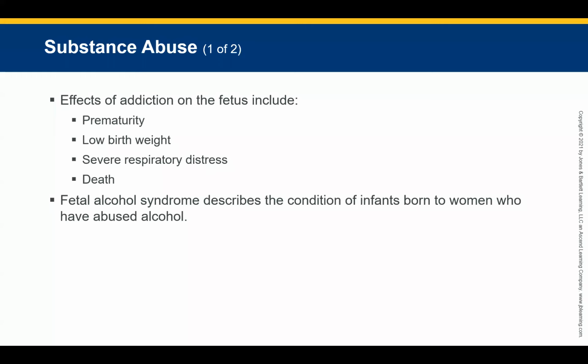Substance abuse is also an issue. It affects the addiction of the fetus inside. We may have a prematurely low birth weight, severe respiratory distress. The child could be deceased. Fetal alcohol syndrome describes the condition of an infant born to women who have abused alcohol. We know that those children come out alcoholics, and they have to be weaned off of that too. It's the same thing with a drug addiction from a child. They're used to having that particular drug, and those babies have to be weaned off of that.